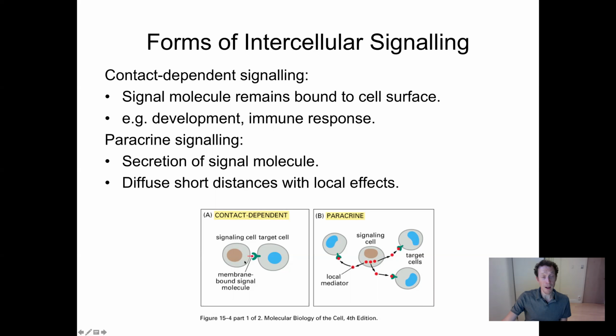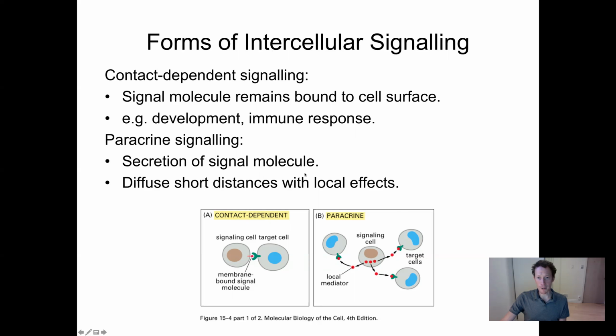So the Fas ligand, for example, was a transmembrane protein, and the receptor was also a transmembrane protein of another cell. And those two cells came together and allowed the ligand to bind to the receptor. So this is contact-dependent signaling. This can happen in development, where developmental cues are required for cells to proliferate or divide, and as we've seen in the immune response or in apoptosis more specifically.